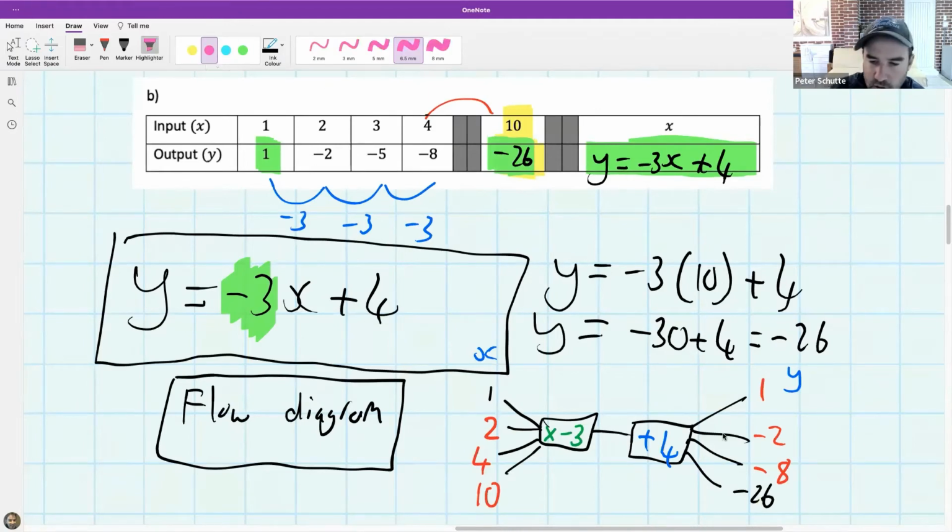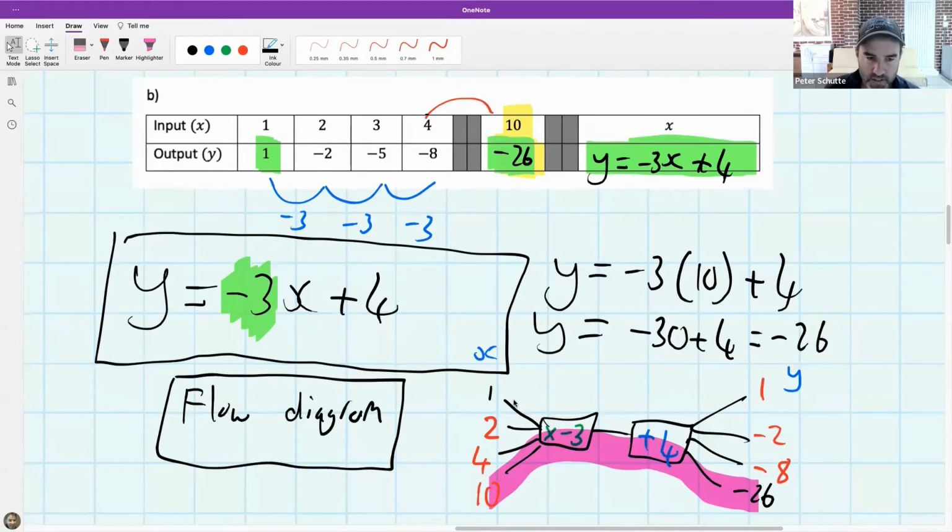And so if we did go backwards, the opposite of +4 would be -4. So -26 -4 is -30. And then the opposite of times by -3 is divide by -3. And so I think that's what you were saying. You were saying I can actually go backwards by doing the opposite, which is correct. Okay, fantastic. Well done, guys.